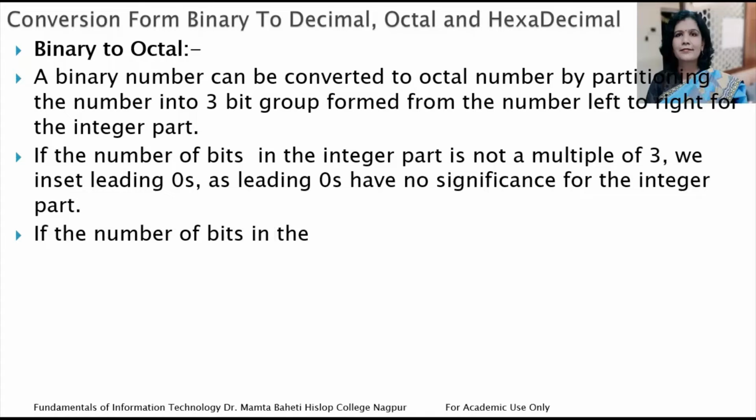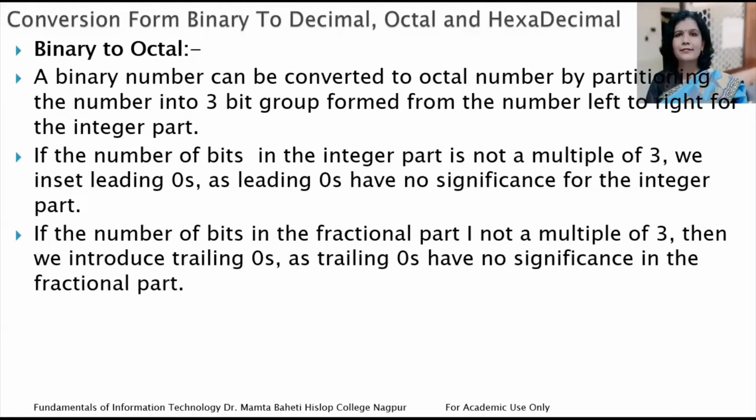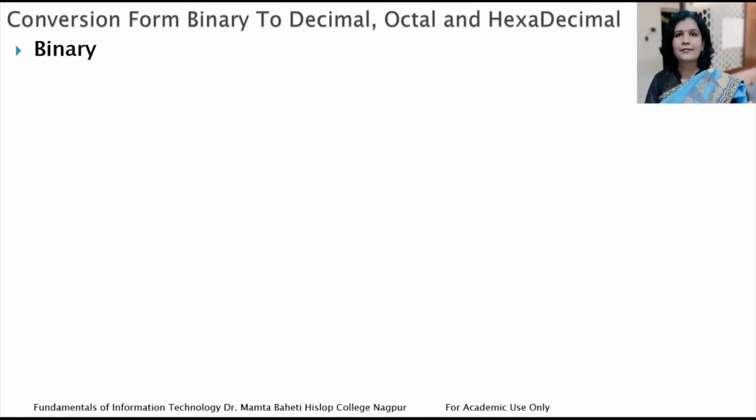And if the number of bits in the fractional part is not a multiple of 3, then trailing zeros will be considered. Okay, because trailing zeros, just like 4.30000, will not make any difference. Okay, so likewise 0.5, that will also not make a difference. So your value will be intact. We'll just have a practice of it.